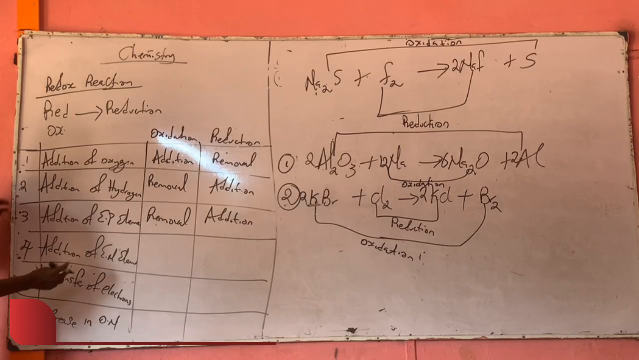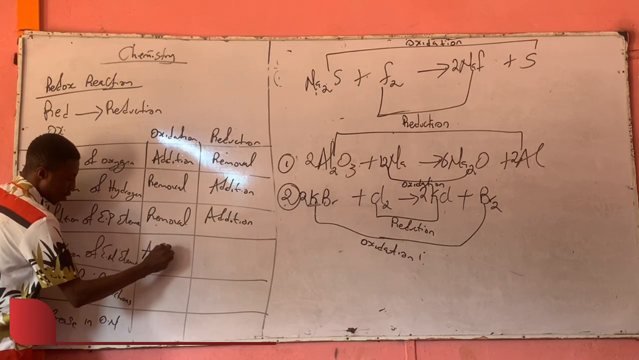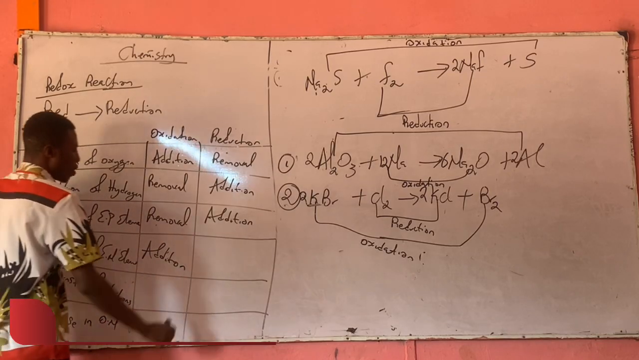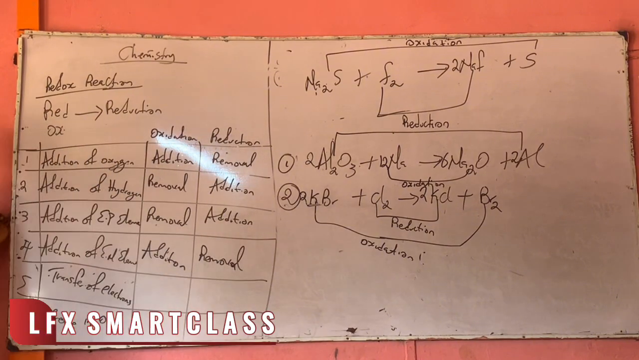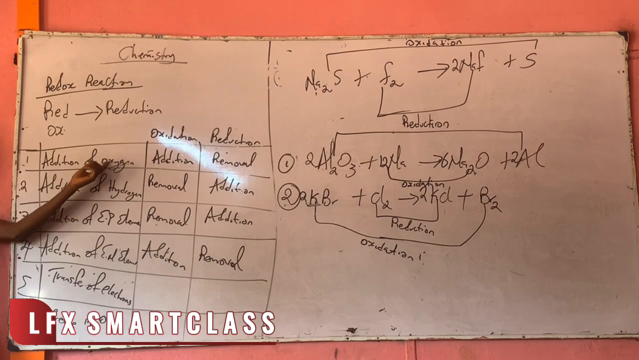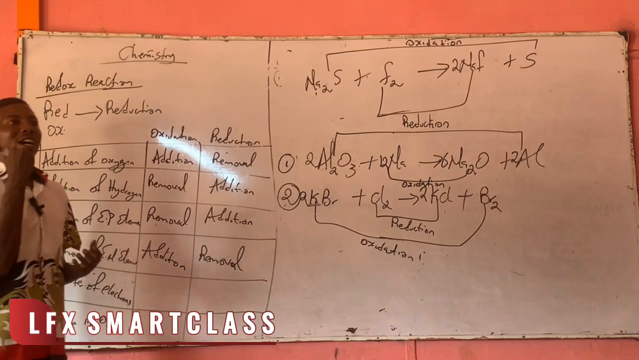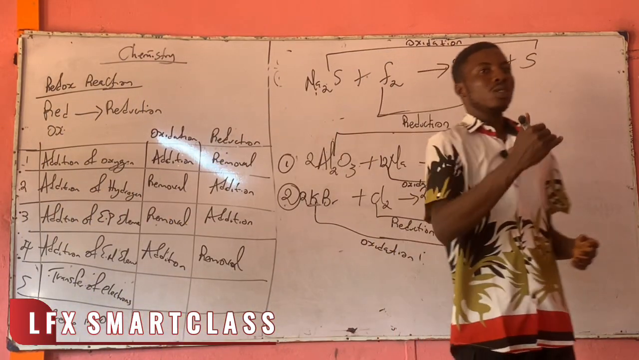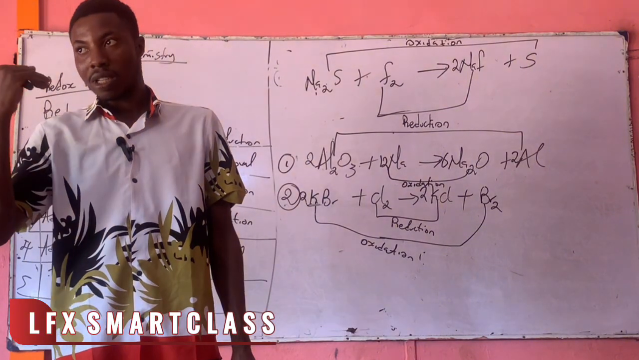Now, addition of electronegative elements is oxidation. Removal is reduction. Electronegative elements are something like oxygen, something like chlorine, something like what? Fluorine, something like nitrogen. All those non-metals, if you add them to any element, you know that what is happening here is oxidation. Do you understand now?